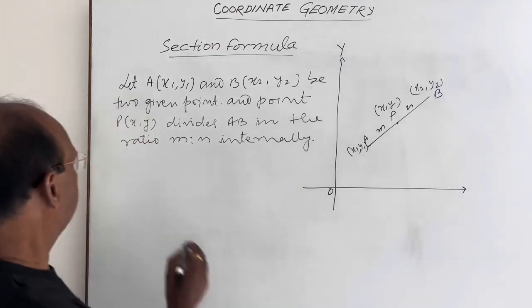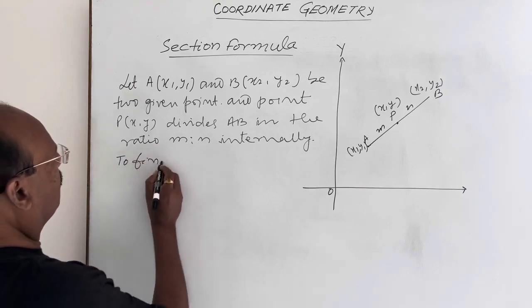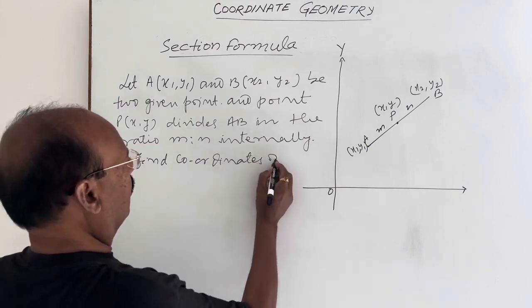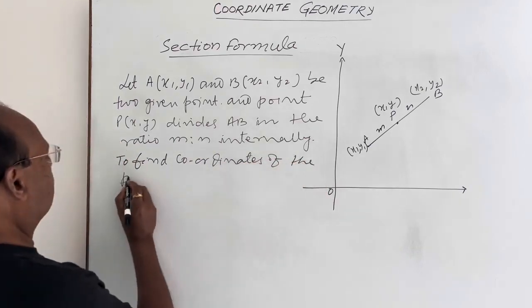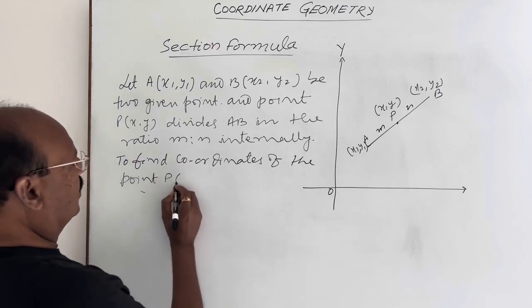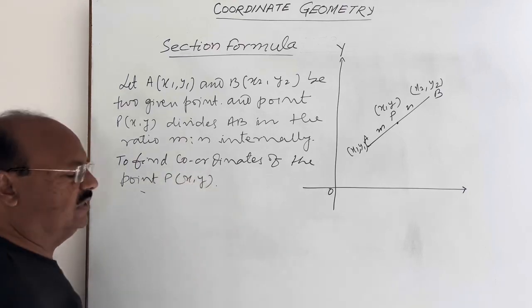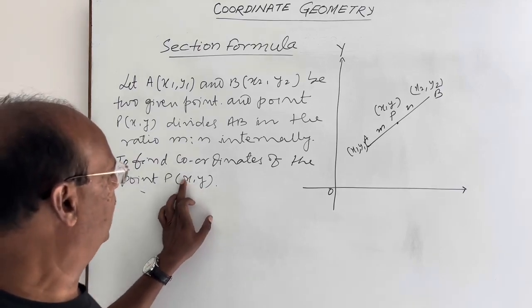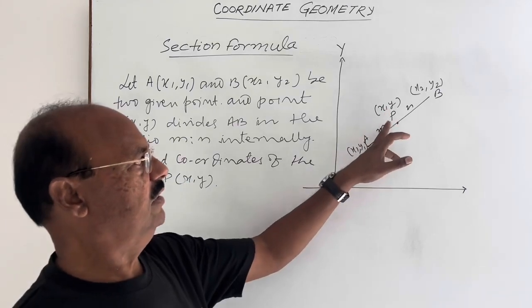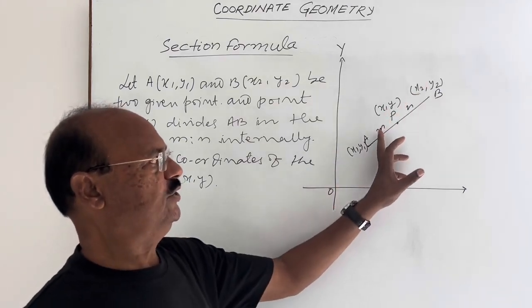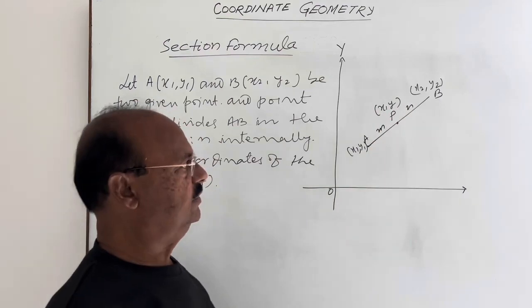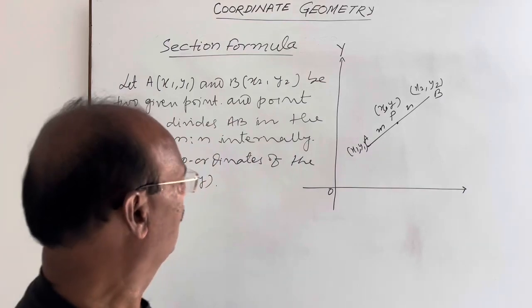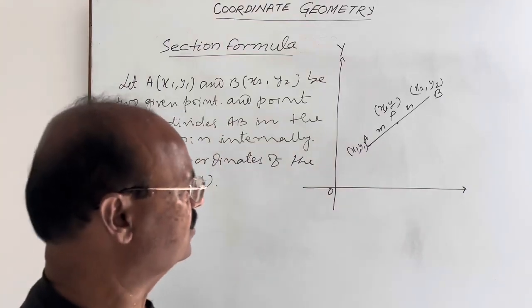So we have to find coordinates of the point P. Here we are taking coordinates xy, but these are arbitrary coordinates. So we have to find out these values x and y in terms of x1, y1, x2, y2 and the ratio m:n, correct? This is xy, correct? So some very simple constructions will be here.